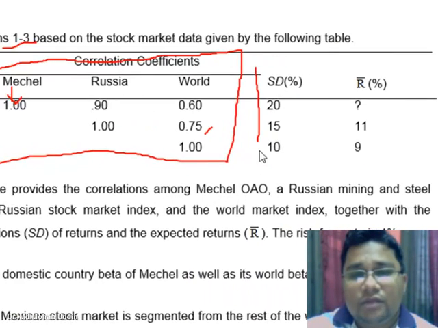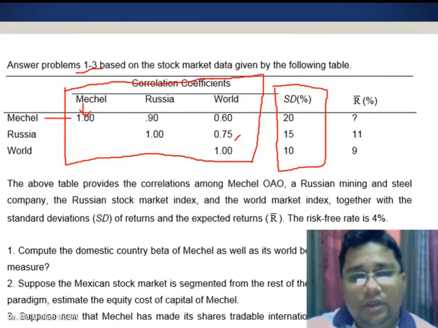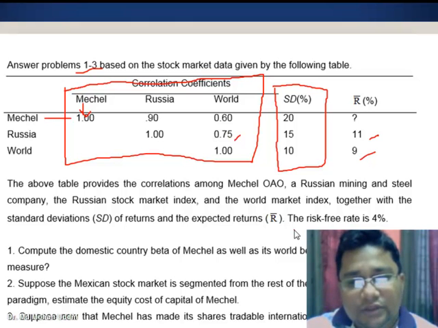Anyway, the standard deviation is also given for these three: for the company, for the country, and for the world market, for the domestic market and the whole world market. It is 20%, 15%, and 10%. And the return is also given in percentage for the market return and the world market return. The above table provides the correlations, as I have already said. And the risk-free return is also given: 4%.